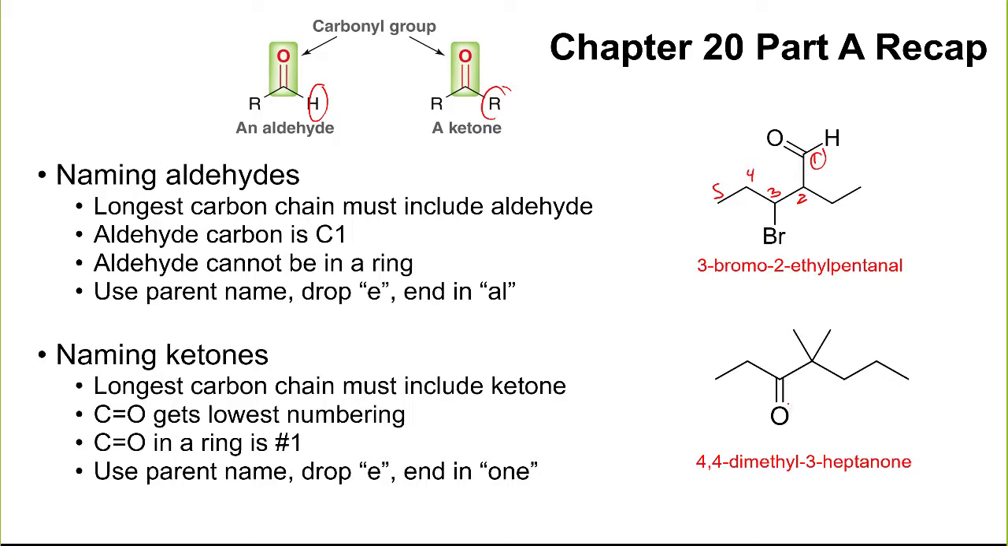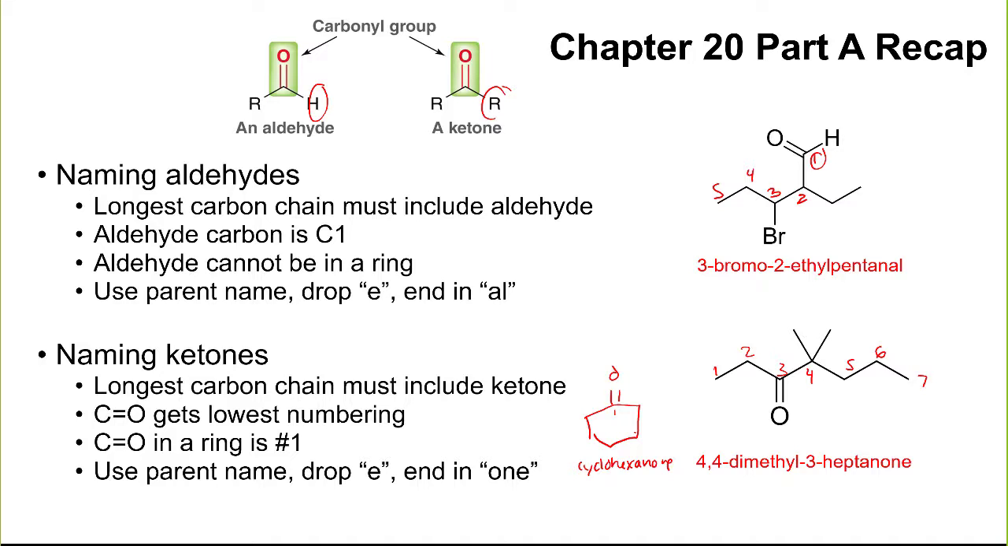And then for naming ketones, you have the longest carbon chain which contains the ketone, and you want this carbonyl carbon to get the lowest numbering. So this one would be 3. This is 4,4-dimethyl-3-heptanone. Carbonyls can be in a ring, so if you had this right here, this is cyclohexanone. Cyclohexane is the parent, it has a ketone, and it's cyclohexanone; we assume that it is at 1. So if the carbonyl is in the ring, this is at carbon 1.